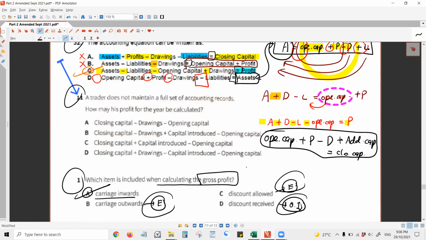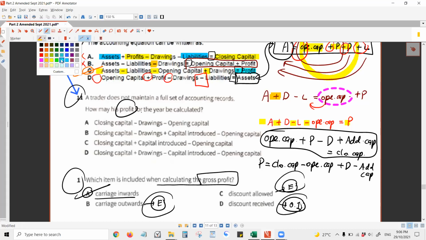Okay, now rearrange it to have the P at one side. Why? Because they want you to find profit for the year. So leave the P alone, move all other things to the other side. Okay, begin with P equal to closing capital minus opening capital plus drawing, change the sign, right? Minus additional capital. Is this the answer? Yes. Answer is D. You check the sign. You know what I'm doing, right? I'm moving this and this to the other side of the equation. Okay, so check the sign.